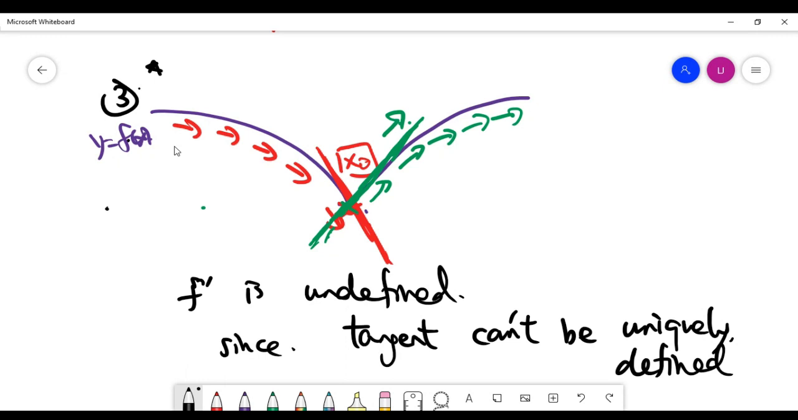When the tangent line cannot be uniquely defined, it looks like you have two different possibilities of tangents, and there's no point to talk about the meaning of slope. I mean, because even the tangent is not unique, right? So in that case, f prime is undefined because you can't even write down just one single tangent. And these are basically the common scenarios for the case where f prime is undefined. So let's look at some calculation problem.